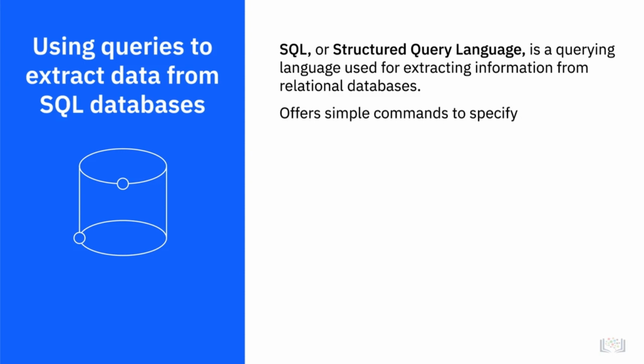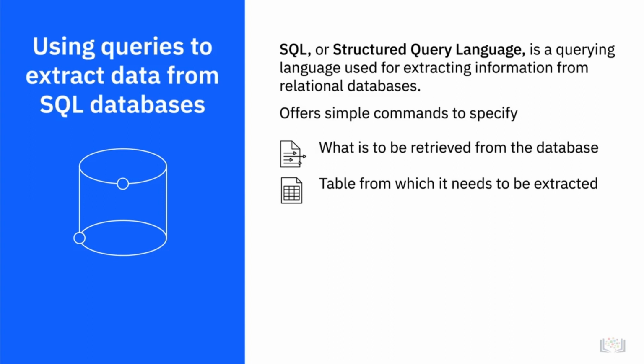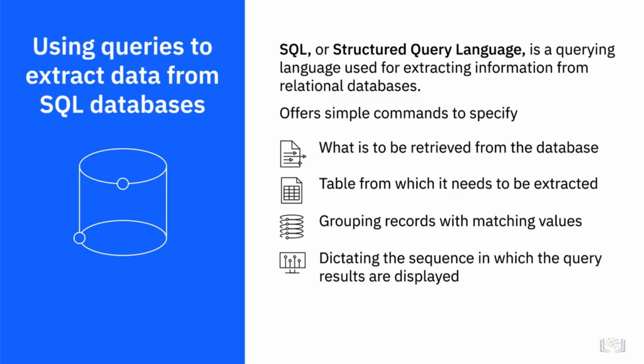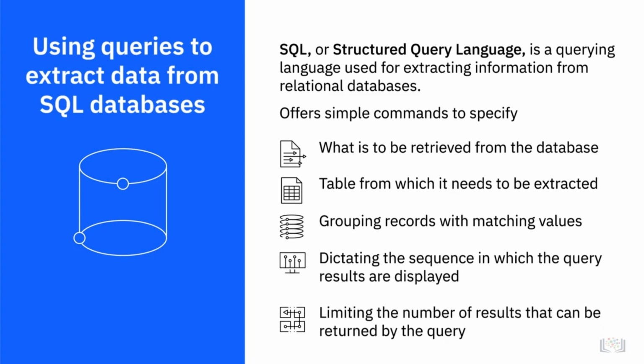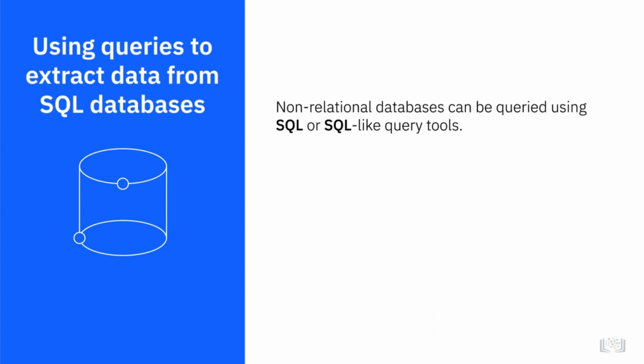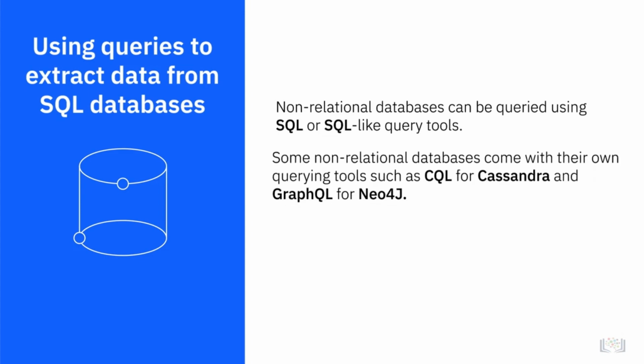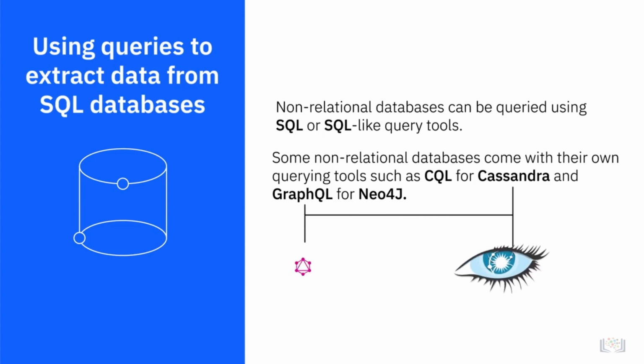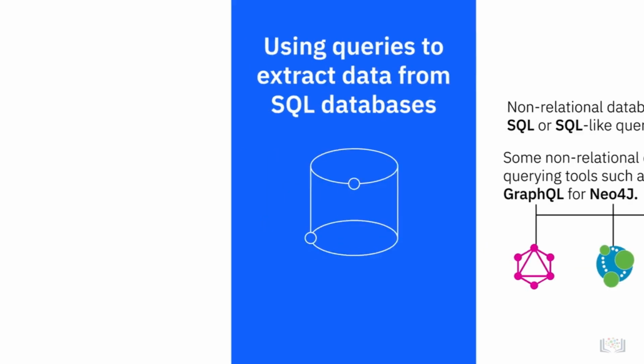SQL offers simple commands to specify what is to be retrieved from the database, the table from which it needs to be extracted, grouping records with matching values, dictating the sequence in which the query results are displayed, and limiting the number of results that can be returned by the query amongst a host of other features and functionalities. Non-relational databases can be queried using SQL or SQL-like query tools. Some non-relational databases come with their own querying tools, such as CQL for Cassandra and GraphQL for Neo4j.